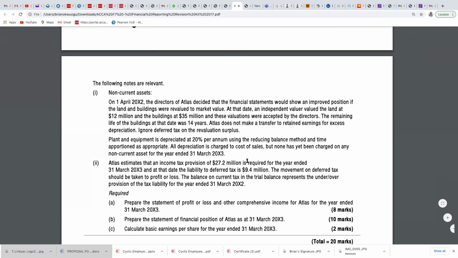Okay, so non-current assets. On 1st of April 2012, the directors of Atlas Co decided that the financial statements would show an improved position if the land and buildings were revalued to market value. At that date, an independent valuer valued the land at $12 million and the buildings at $35 million. And these valuations were accepted by the directors. The remaining life of the buildings at that date was 14 years. Atlas Co does not make a transfer to retained earnings for excess depreciation. Ignore deferred tax on the revaluation surplus. Great.